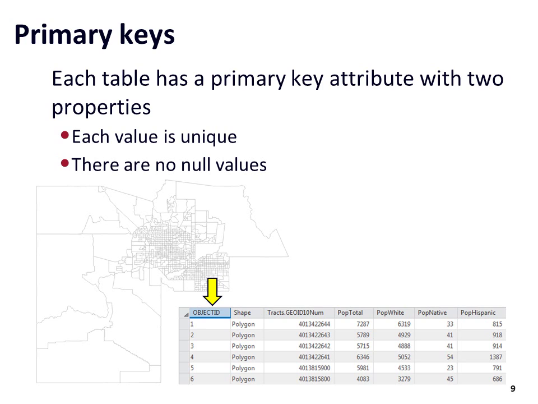Each table has a primary key attribute with 2 properties. Each value is unique, and there are no null values. This is typically referred to as the object ID. It is the identifier which tells you that this is a distinct row or input in the dataset.